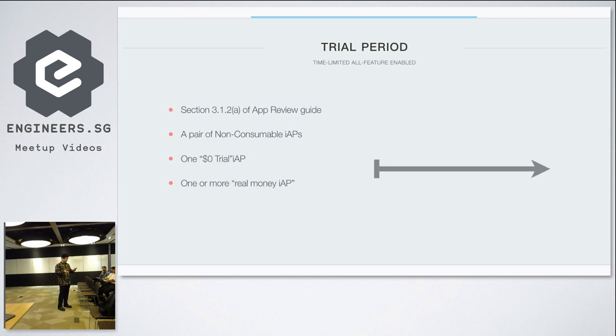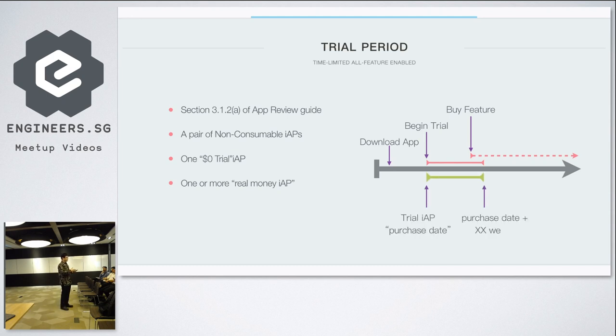The happy flow will go like this. The user will download the app, then the user would buy the $0 in-app purchase. This would unlock features of the app, and when the user likes it, the user will buy the feature, which buys the other in-app purchase and unlocks the feature indefinitely. But if the user doesn't buy it, then the $0 in-app purchase will expire by itself. How do you do this? You look at the purchase date plus some weeks, and that will be the trial period. Remember that all in-app purchases have a purchase date.